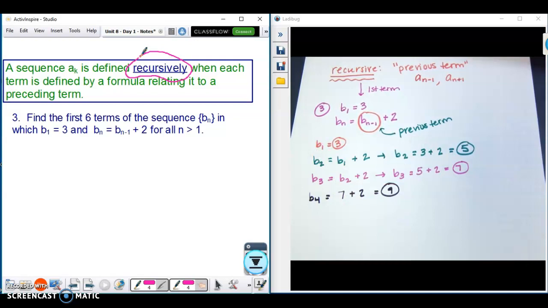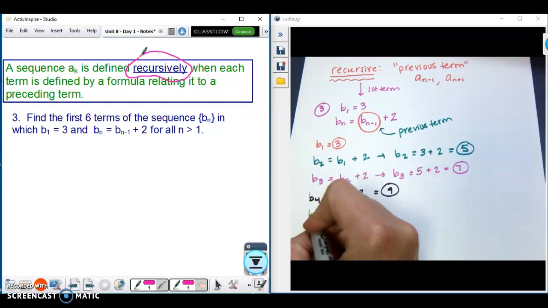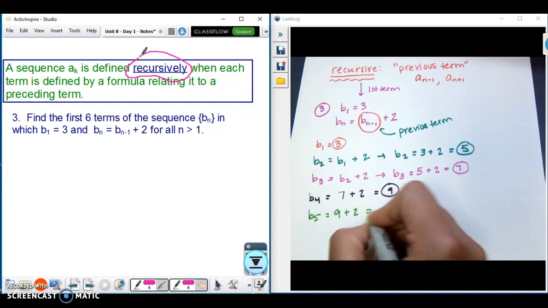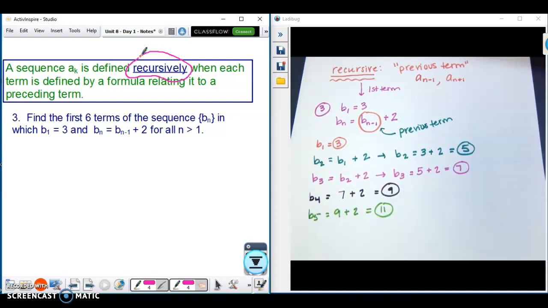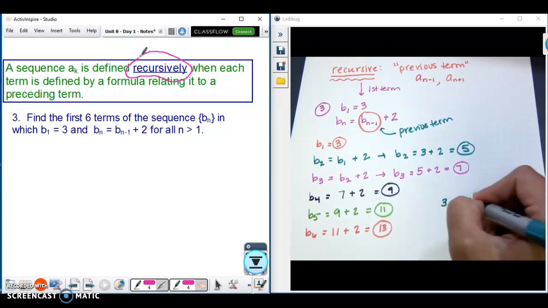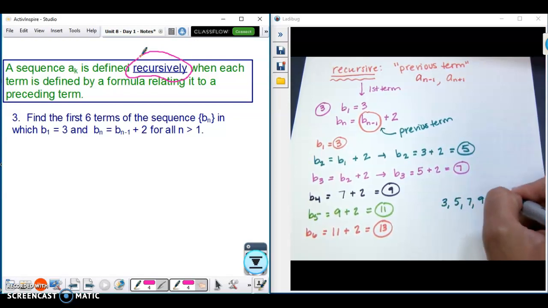We had to go all the way up to 6. So then if we did b sub 5, previous term, so 9 plus 2, which gives us 11. And then for the last one, b sub 6, we use the previous term, which is 11 plus 2, which gives us 13. So recursive depends on what you got for your previous answer. When we were doing explicit, it had nothing to do with what the previous answer was. So we started out with 3, 5, 7, 9, 11, 13.